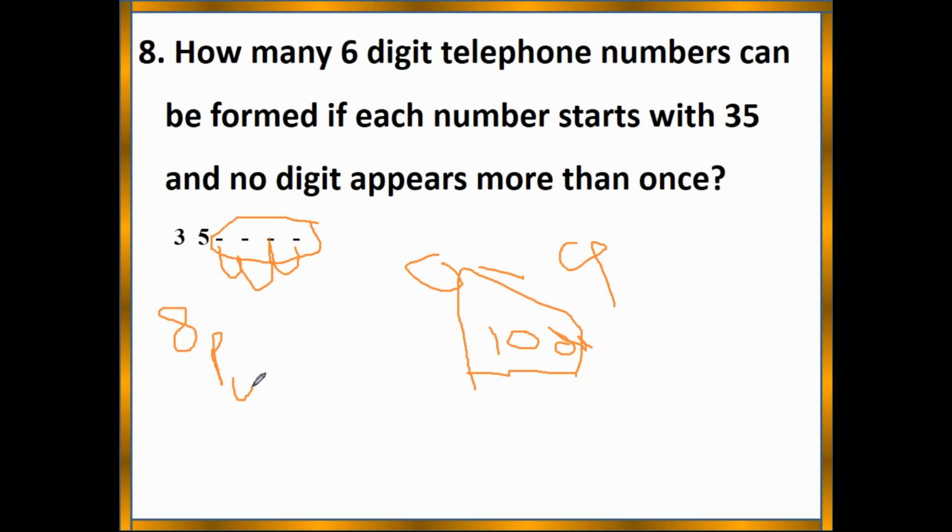Yes, sir. Do it fast, ma. 8P4, 8 factorial by 4 factorial. 4 factorial cancel, ma. 5 into 6 into 7 into 8.